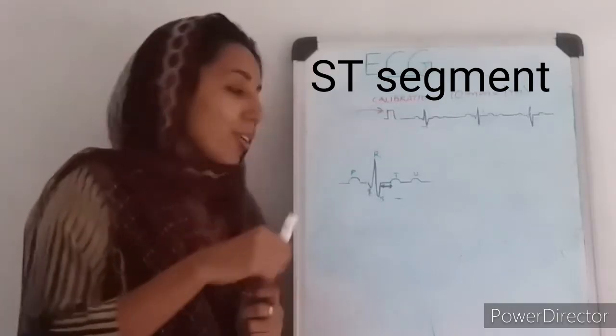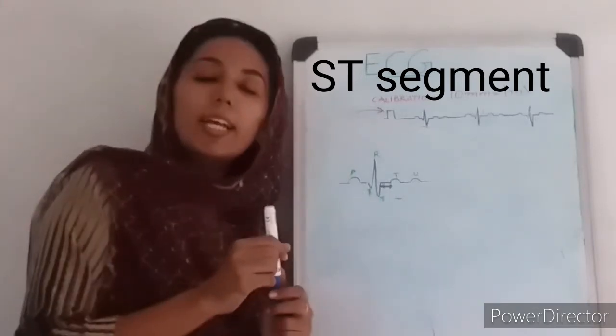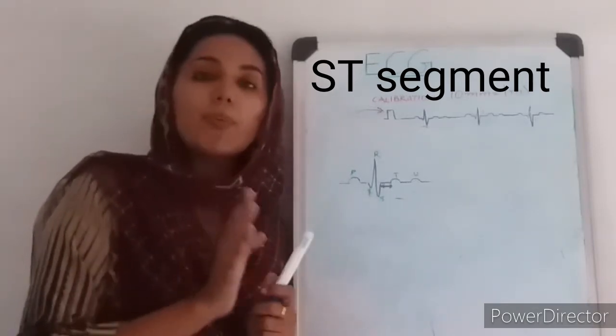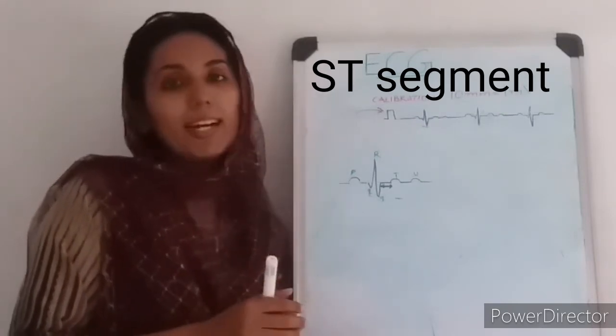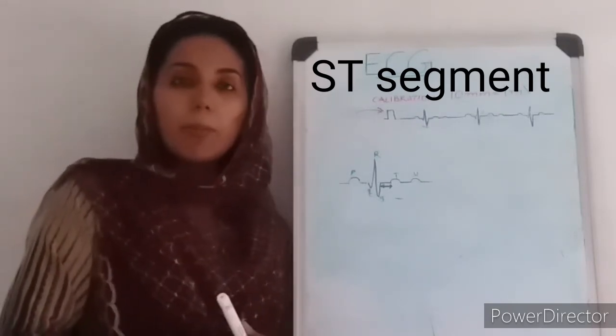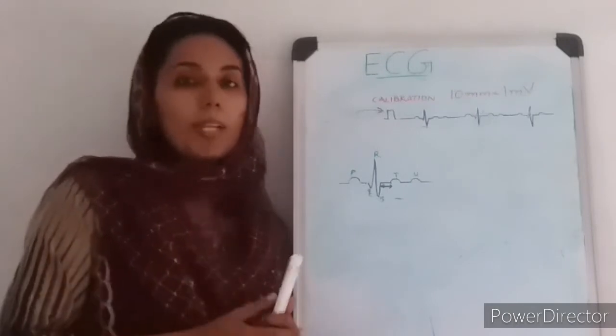That's why. Sorry. Okay, the ST segment is very important because we want to know whether it is elevated, depressed, normal, etc. ST elevation is normal up to 1 mm in limb leads and up to 2 mm in chest leads.